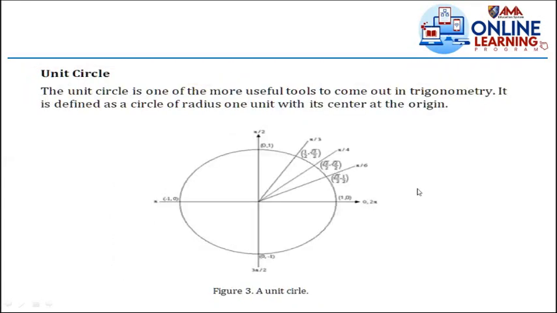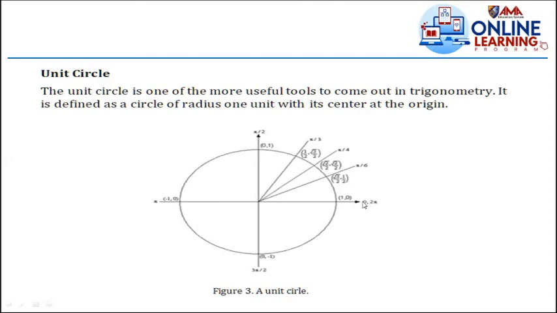So next we have your unit circle. The unit circle is one of the more useful tools to come out in trigonometry. It is defined as a circle of radius 1 unit with its center at the origin. So this is your unit circle.